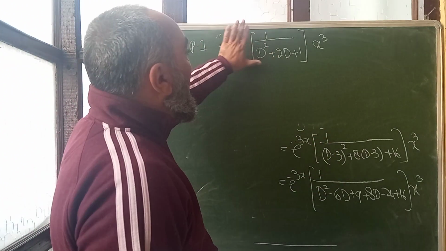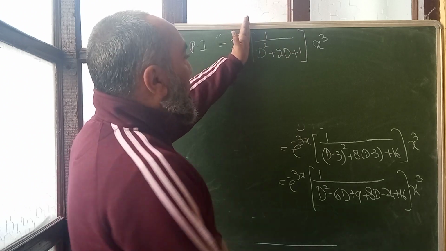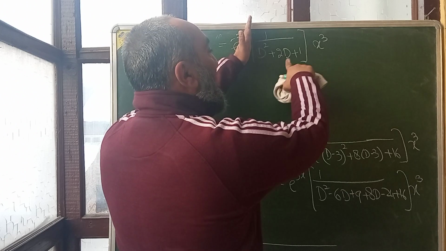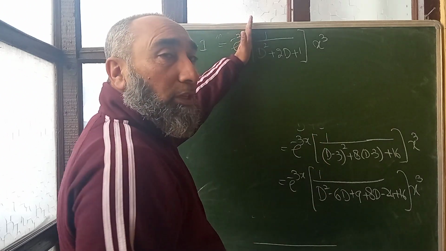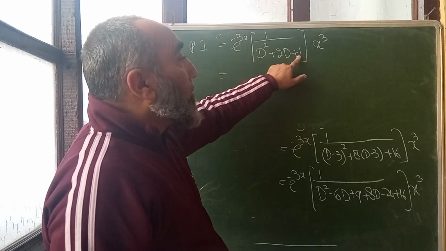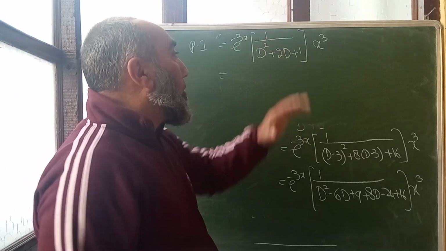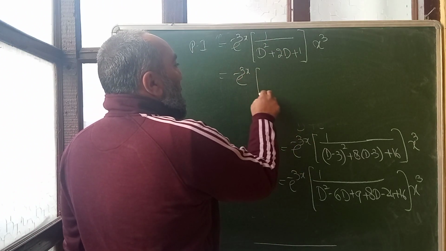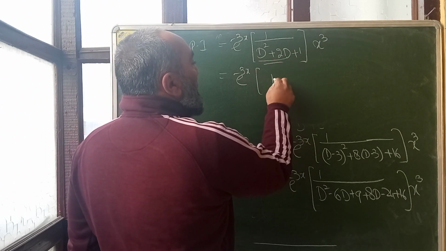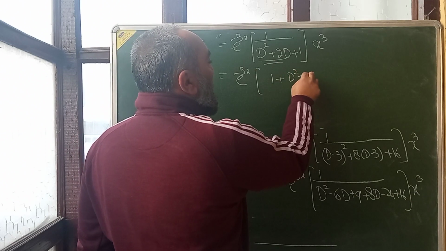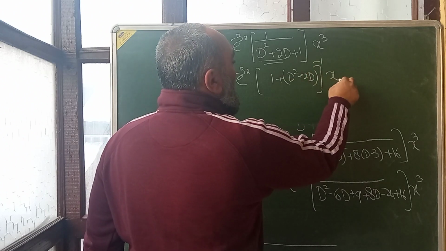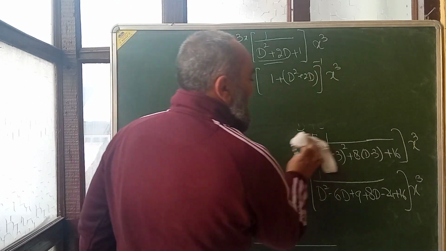Now what remains is x cube by f(D). This is a polynomial and this is f(D). You have to take the lowest degree term out. The lowest degree term is 1, so we don't have to take anything out. So what is the method? You have to take this function into the numerator, which is (1 plus D square plus 2D) raised to the power minus 1 operating on x cube.